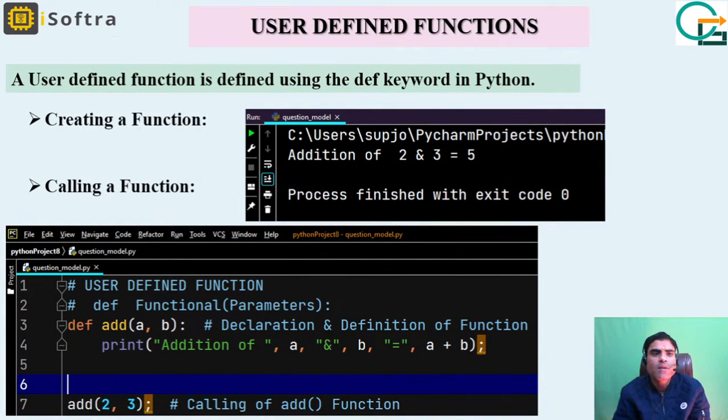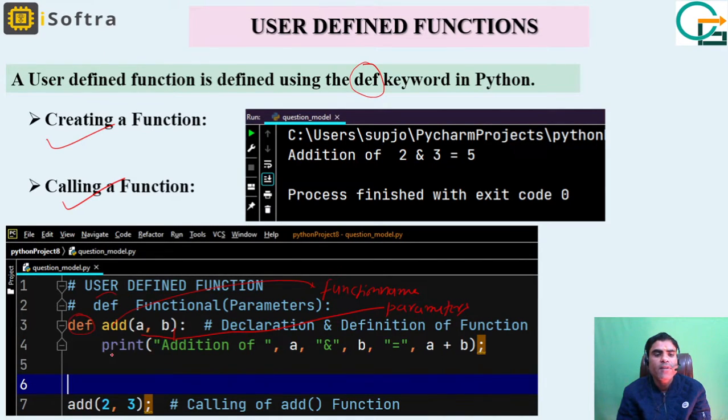So let's understand the next topic, that is user defined functions. What is a user defined function? A user defined function is defined using the def keyword, as we have already seen in the program. There are two steps. First is creating a function, the second step is calling a function. So let's understand how it works. With this practical example, you can understand def is a keyword. The def keyword we have used to declare the function, and add is the function name, and a and b are both parameters. We have passed two parameters, a and b. Finally we are printing the addition of a and b equals a plus b.